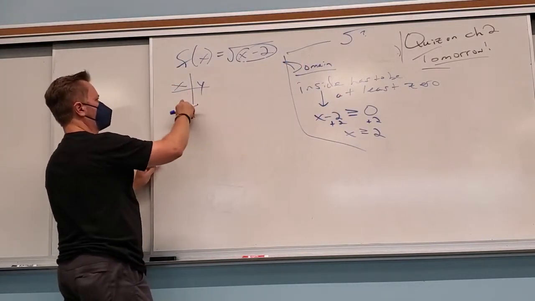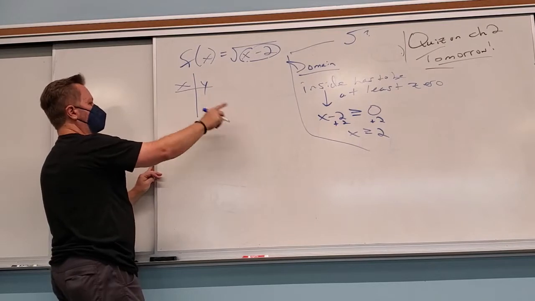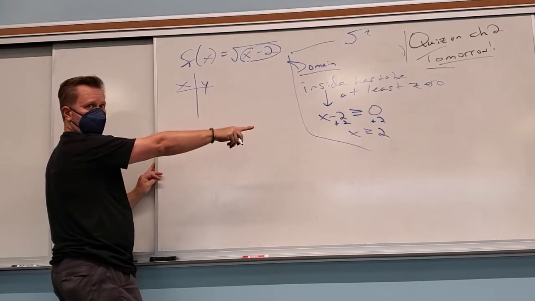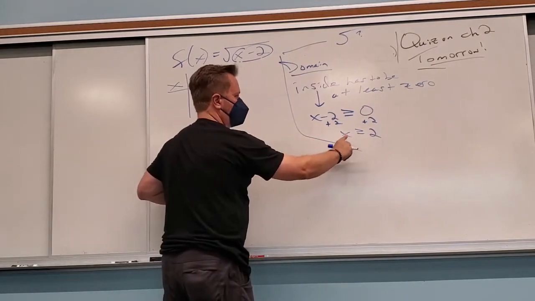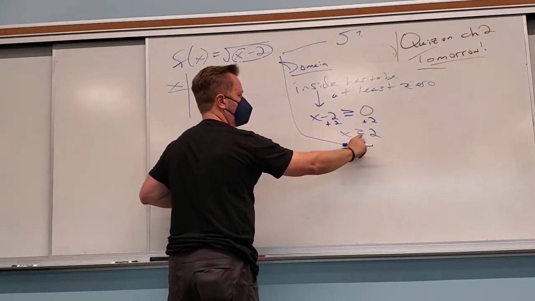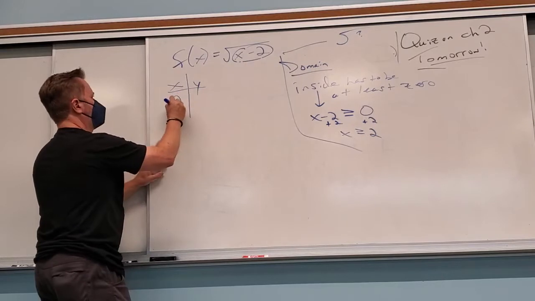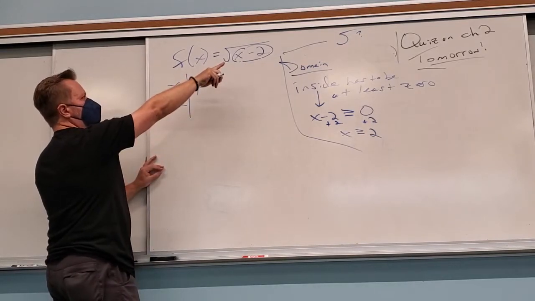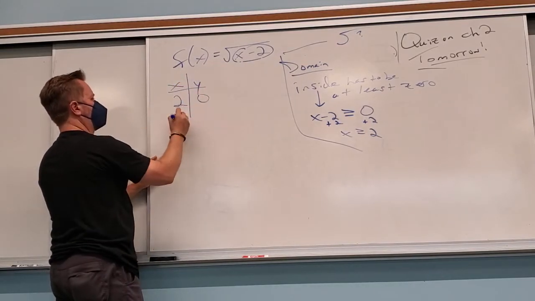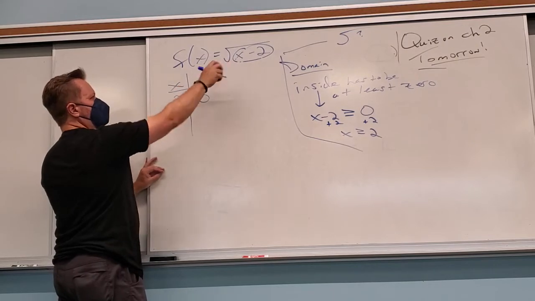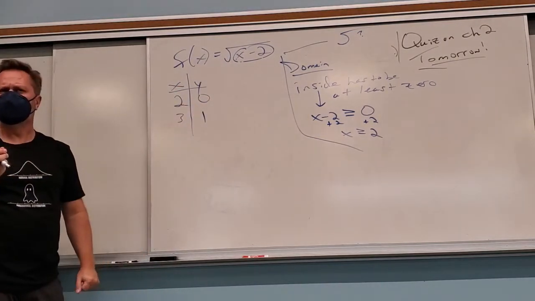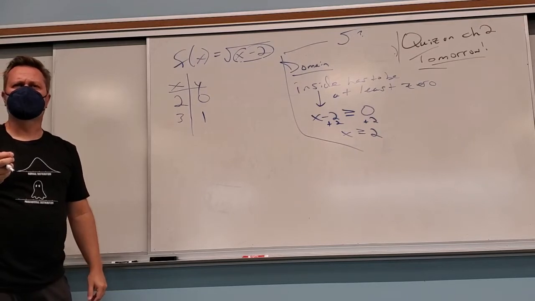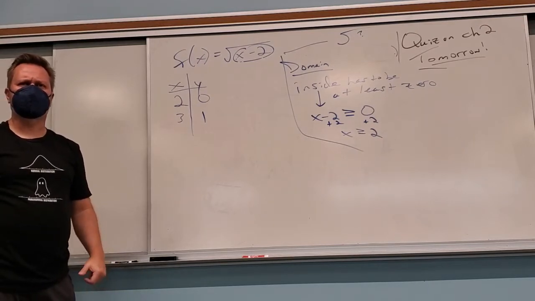What's the very first number I can use? 2. Oh, you guys, we just figured this out. So what x's am I allowed to use? They have to be at least 2. So I'll start with 2. When I plug a 2 in, I get 0. When I plug a 3 in, I get 1. Do I want to plug 4 in?